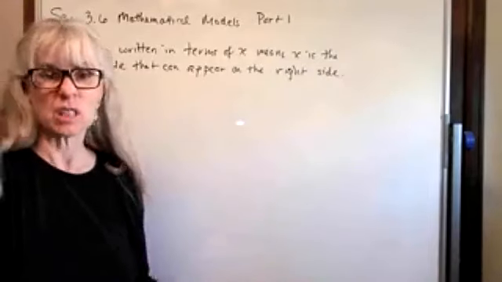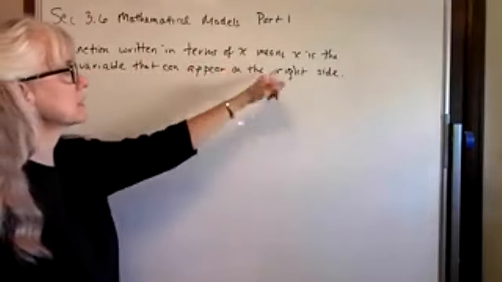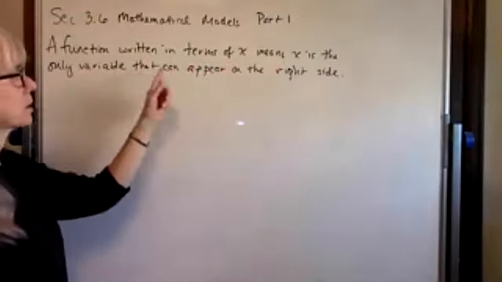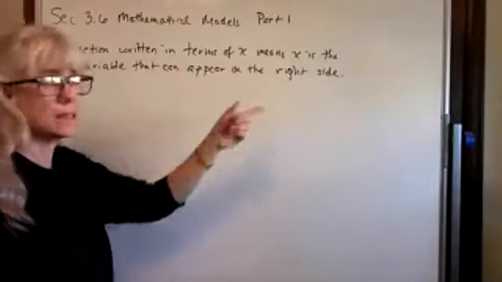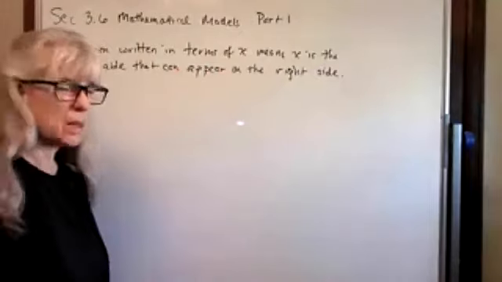We're writing functions. The one thing you have to remember is a function written in terms of x means that x is the only variable that can appear on the right-hand side. And that's the key to this whole section. So let's remember that as we work through our problems. We have 6 examples to look at.